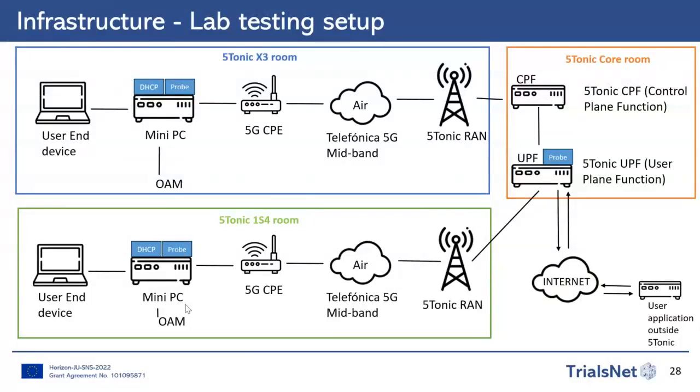So this is the setup to see how the different areas are interconnected with each other. The user device can be connected to mini PCs, which provide 5G connectivity, if not in the end device itself, and include the probes to measure the performance of the network. Then you can see that the areas are connected to each other through the core room. This core part of the network also offers connectivity to the internet to reach outside services, which can be hosted by third parties.